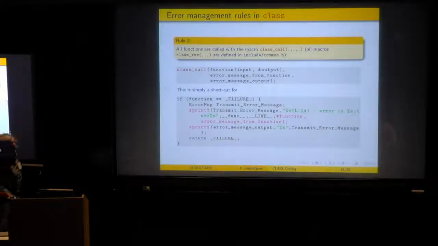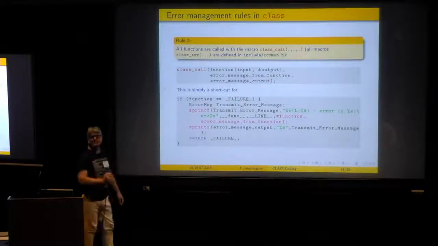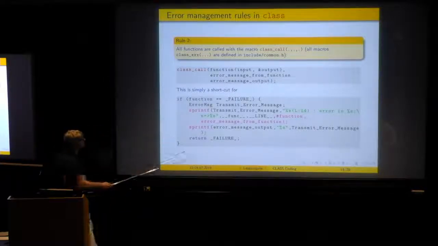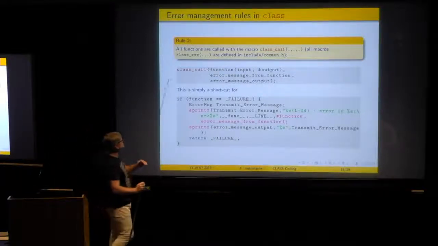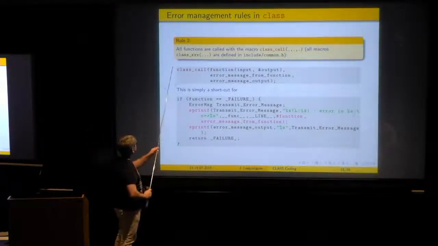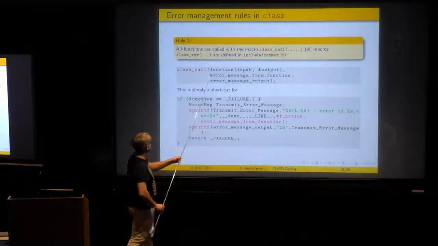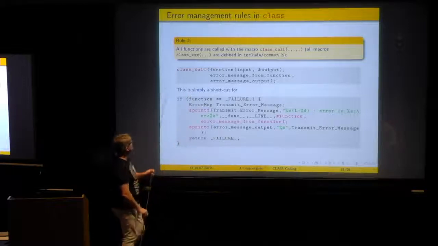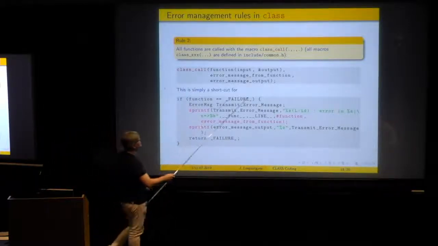So class call is a macro, which means it's a shortcut notation for something more complicated. And the something more complicated is written here. When the code is pre-processed and it finds this, it automatically replaces the 3 lines by this bigger number of lines. And it does: if function equal failure.